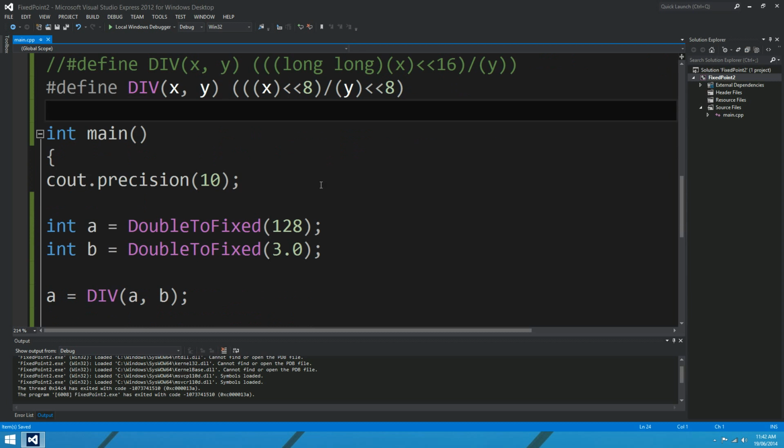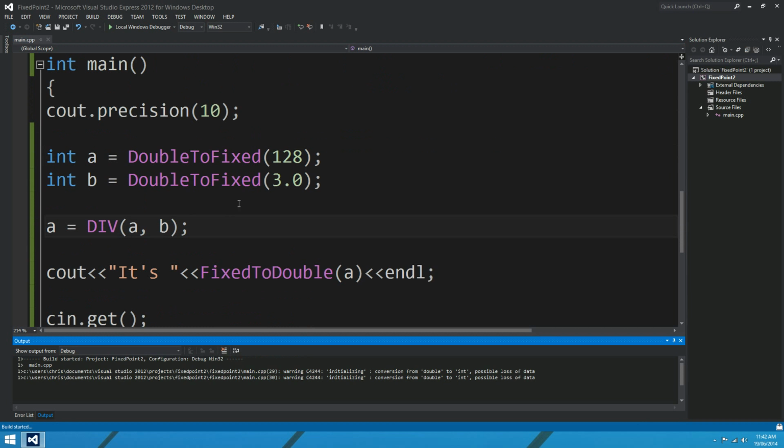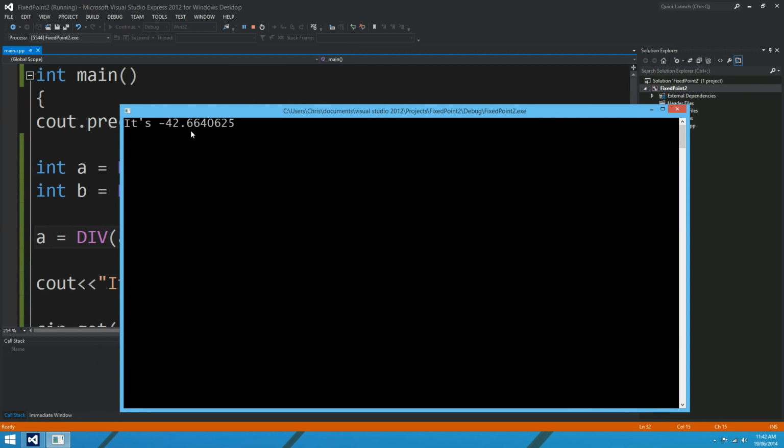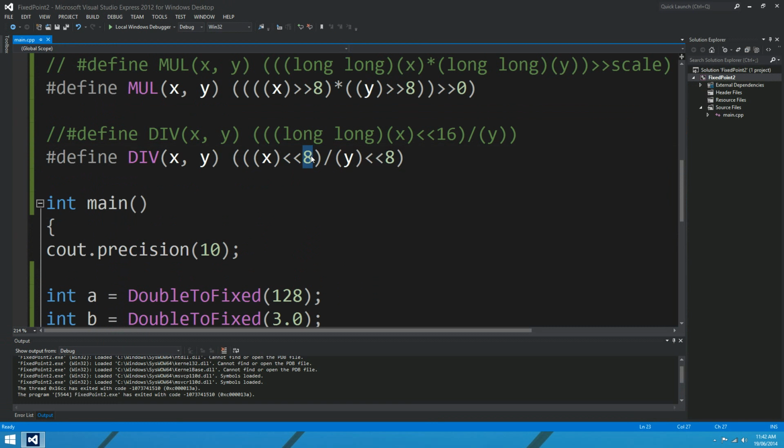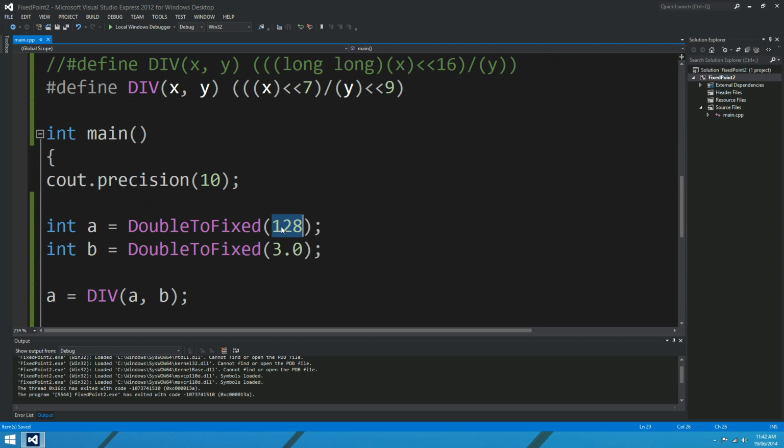We do lose precision there, so let's have a bit of a look and see if it works out. There you go. So you can see that it hasn't got quite so many sixes here. It's negative as well, so that's definitely wrong. Let me have a look. So with 7 and 9, you get the range of 255 for the dividend. So our dividend at the moment is 128, and if this is 8 and 8, the maximum dividend you can actually use is 127.